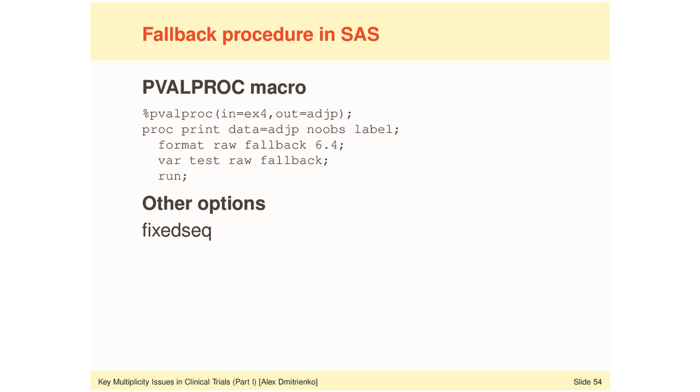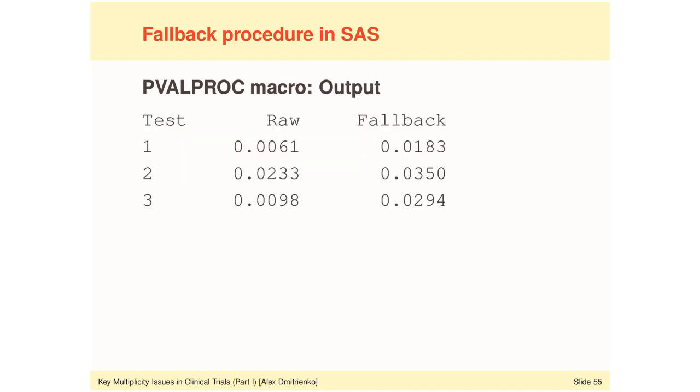I would like to add that the data set also contains multiplicity adjusted p-values based on the fixed sequence procedure, and the variable name that we would need to use if we were interested in the fixed sequence procedure is shown at the bottom of the slide. But now we're going to focus on fallback adjusted p-values, and the output produced by the %PvalProc macro is displayed on slide 55. We see as before a set of one-sided raw p-values and associated fallback adjusted p-values.